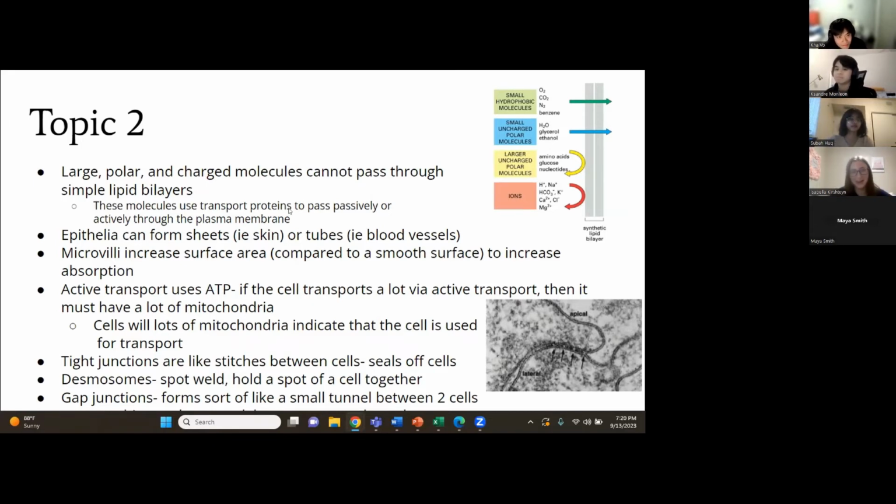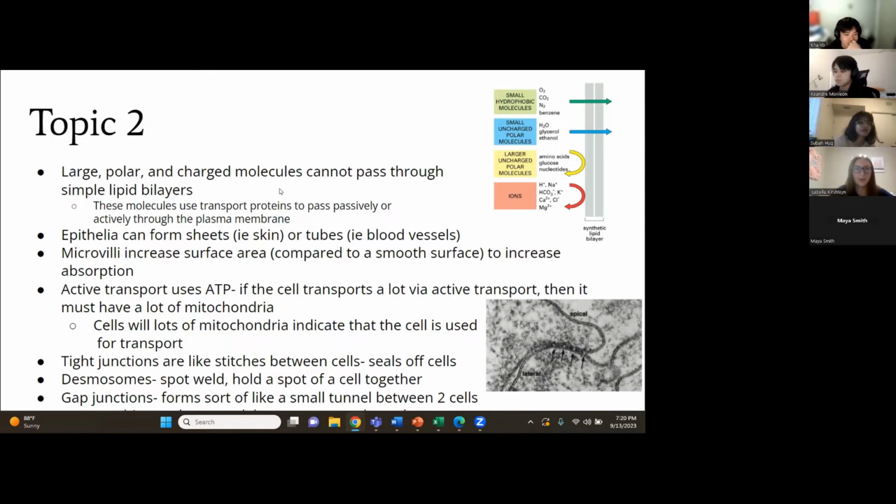Okay, so we start off with what can diffuse through a phospholipid bilayer. Large molecules cannot pass through, but small hydrophobic molecules can, like O2, CO2, N2, benzene. I would definitely memorize everything that does diffuse through. I'm not going to go through everything that does and does not diffuse through, but I would definitely know this graphic.